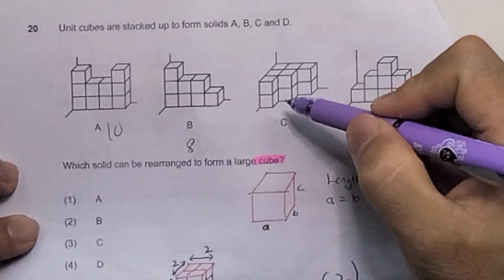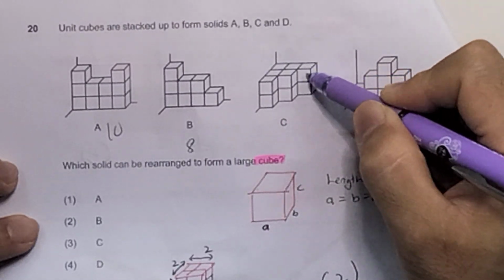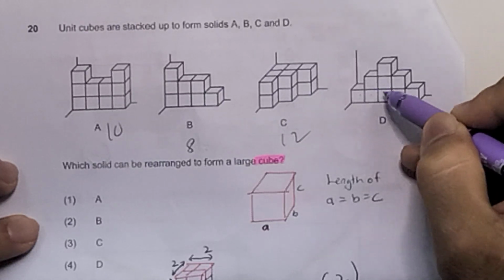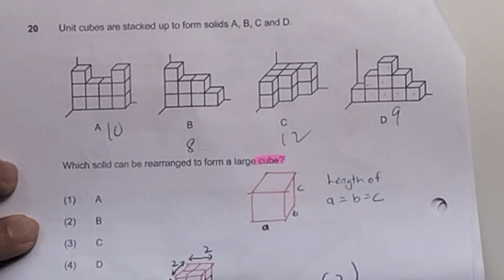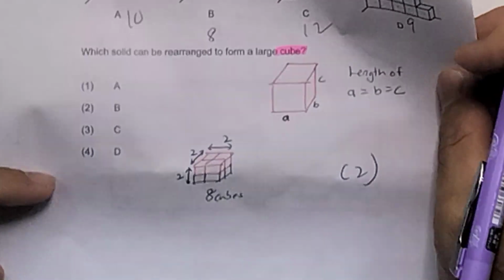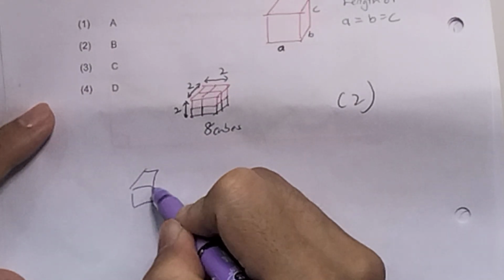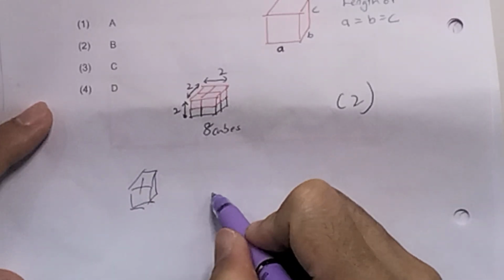There are 8 cubes here. 1, 2, 3, 4, 5, 6, 7, 8, 9, 10, 11, 12. 12 cubes here. 1, 2, 3, 4, 5, 6, 7, 8, 9, 9 cubes here. How can I find cubes? How can I form a cube, a large cube? So for example, a small cube can be like this. Okay? Only 1. I make it larger now. I make it into 2.